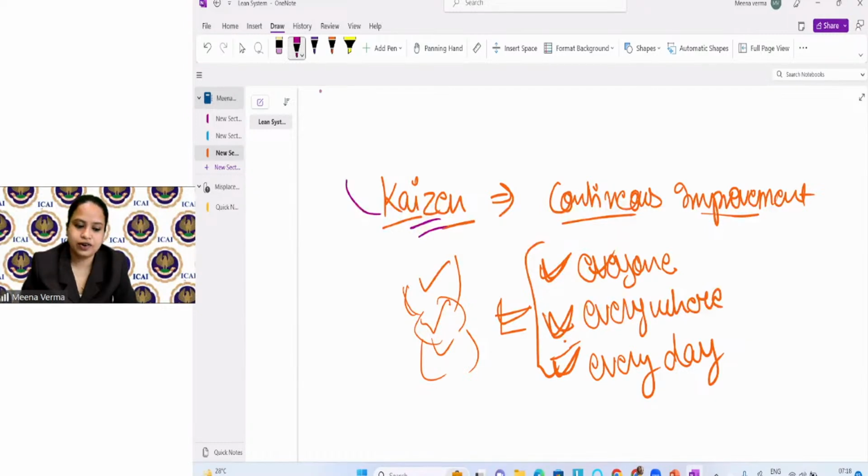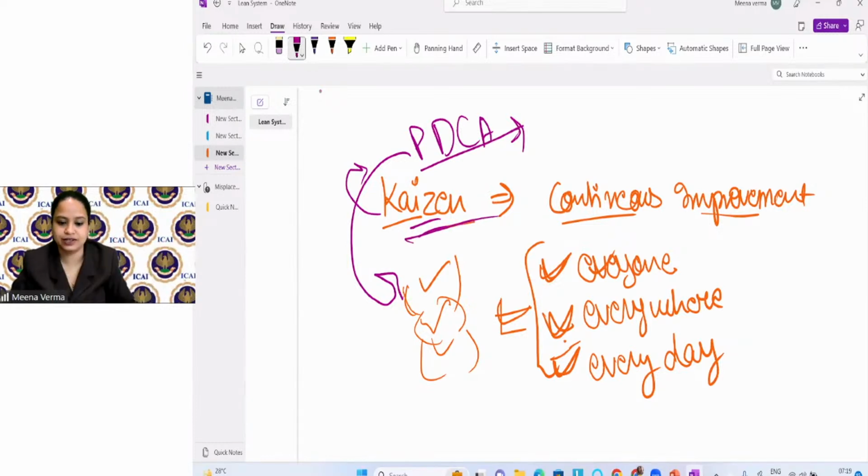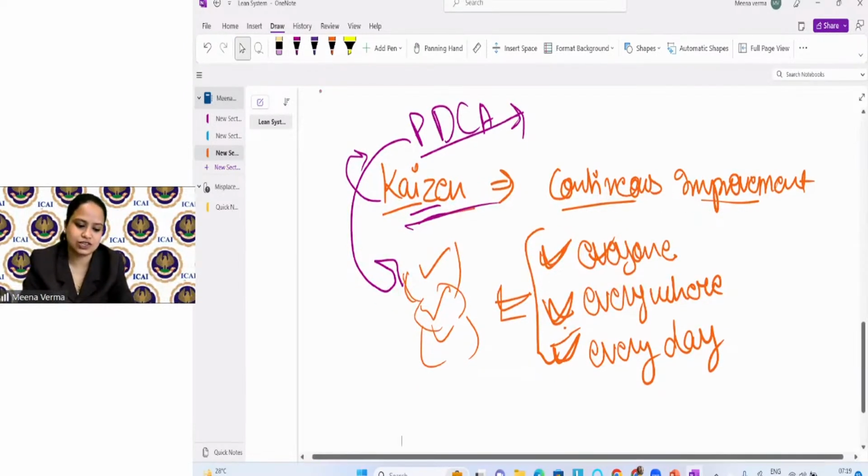Right, and actually Kaizen was adopted in Toyota company. All these things were first developed in Toyota company. Taiichi Ohno was a mechanical engineer who adopted the PDCA cycle. You remember the PDCA cycle, continuous improvement, was given by W. Edward Deming, but it was adopted by Toyota company's mechanical engineer, Taiichi Ohno. He implemented the PDCA cycle of W. Edward Deming as Kaizen, right? So this is what we have learned in the last session.